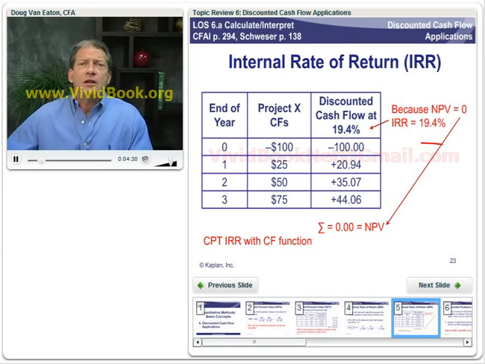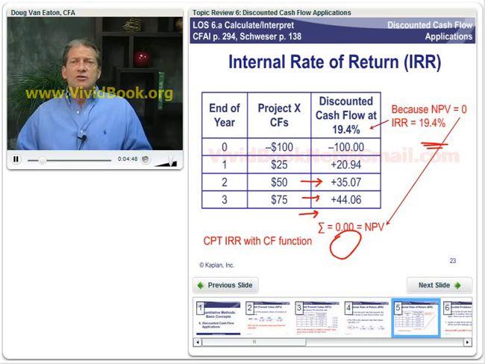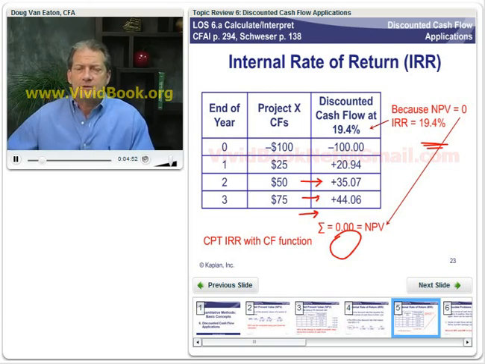And this column here is just to verify that. So we take the present value of $25 discounted at 19.4%, the present value of the 50, the present value of the 75, we add them all up and we get 0, and that just verifies that this internal rate of return is 19.4%.